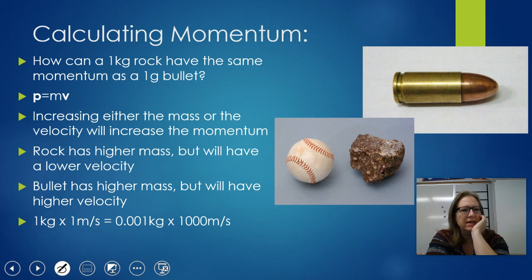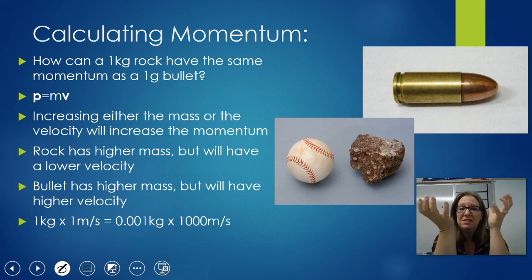All right, calculating momentum, okay? Momentum is the mass times velocity. So this is just kind of a little mind game here. How could a 1 kilogram rock, which is about the size of a baseball, have the same momentum as a little tiny 1 gram bullet, okay? Increasing either the mass or the velocity will increase the momentum. I just talked about that on the last slide.